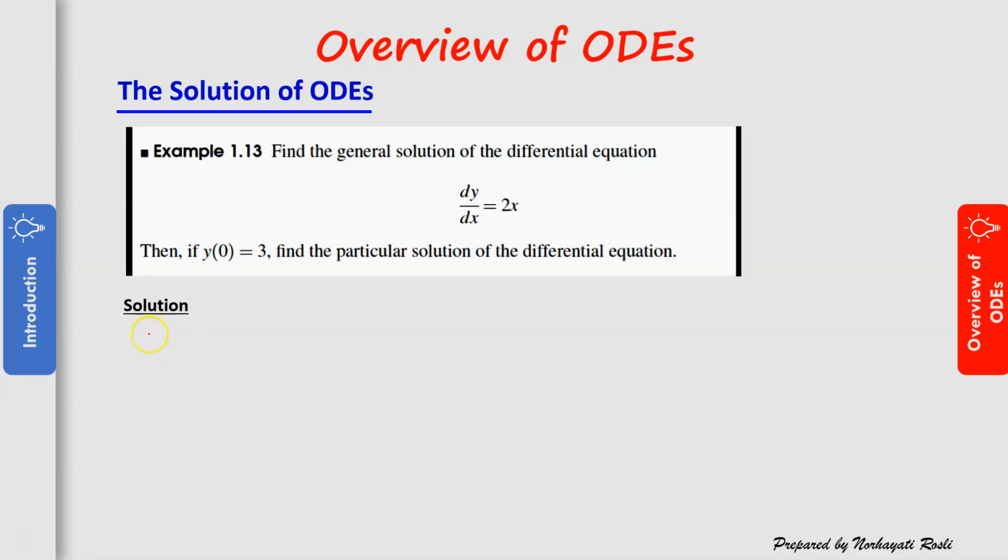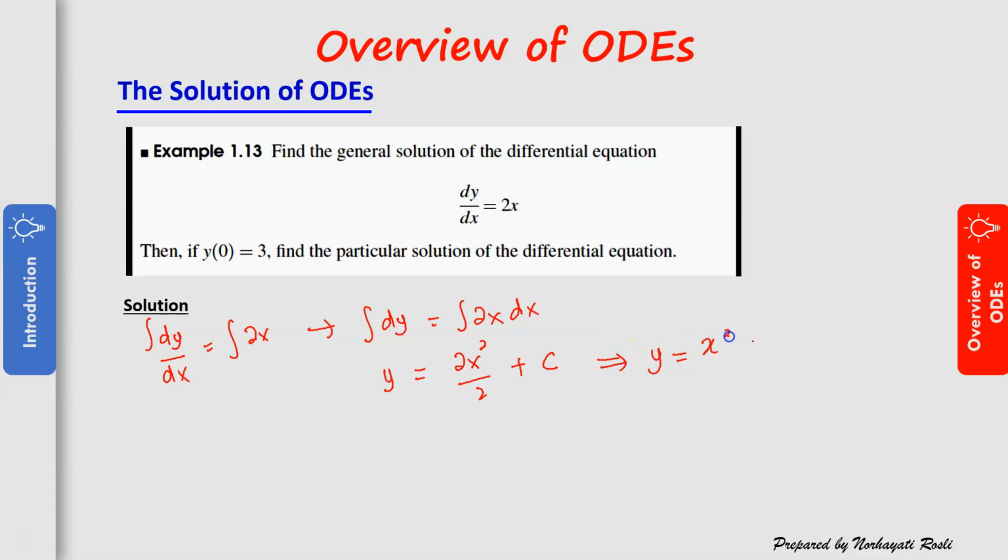To find the general solution, we need to integrate both sides. Integration of dy/dx equals integration of 2x. Means that in this case, you can write integration of dy equals the integration of 2x dx. So when we solve this, we will have y equal to 2x squared divided by 2 plus c. Means that we will have y equal to x squared plus c. When you have an arbitrary constant, we call this our general solution.